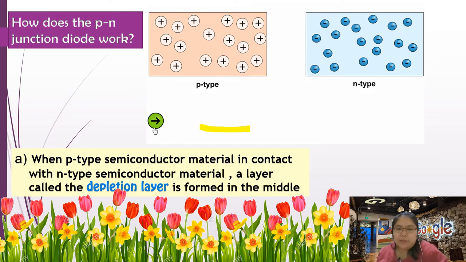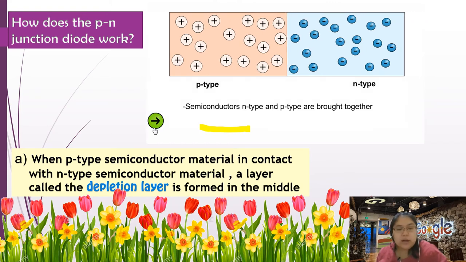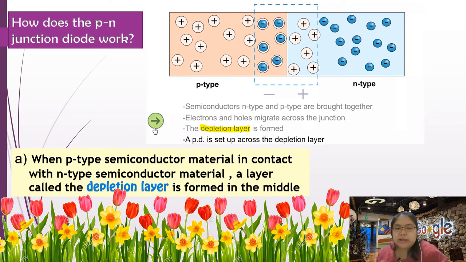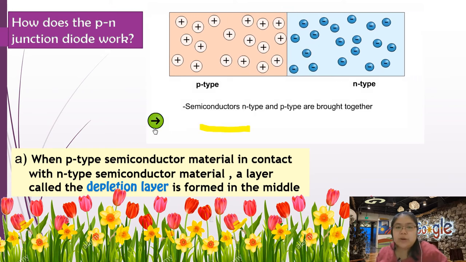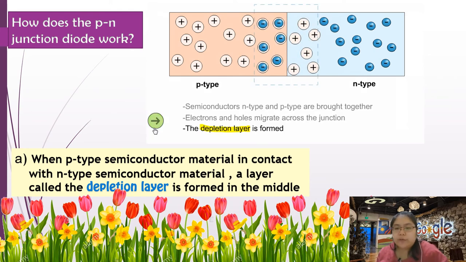Semiconductor n-type and p-type are brought closer together. Number two, the electron and the hole will migrate across the junction. They will transfer to each other. When they transfer, at the center they will create a depletion layer. So this part we call a depletion layer. When they cross, they will create a voltage for this one junction.